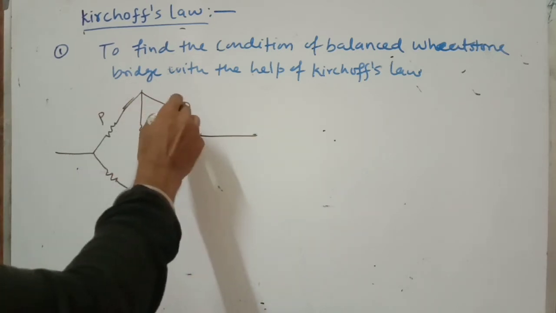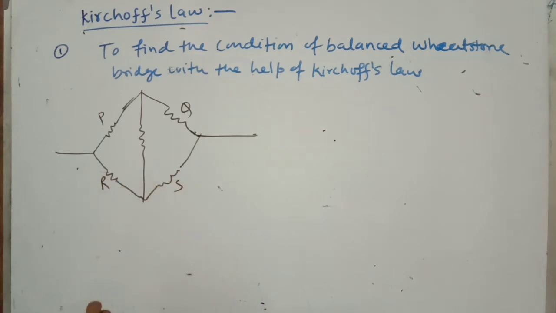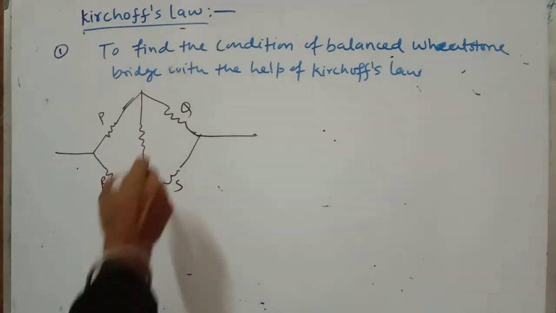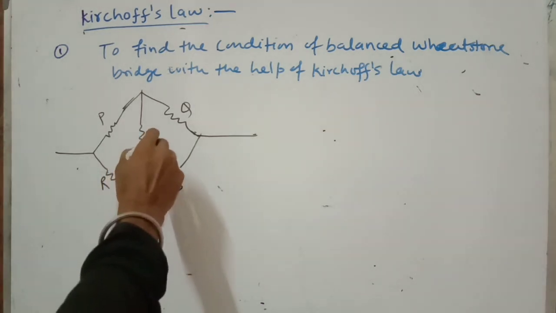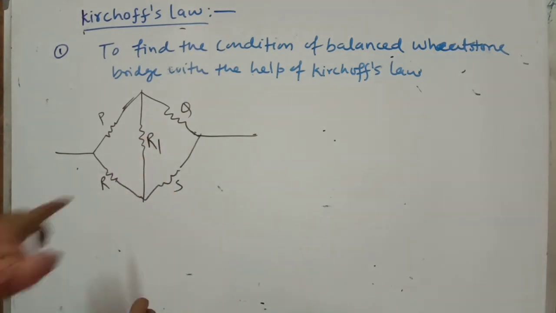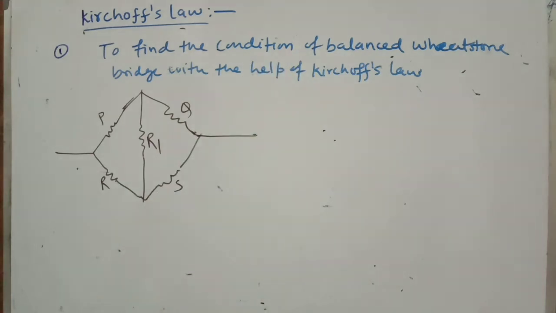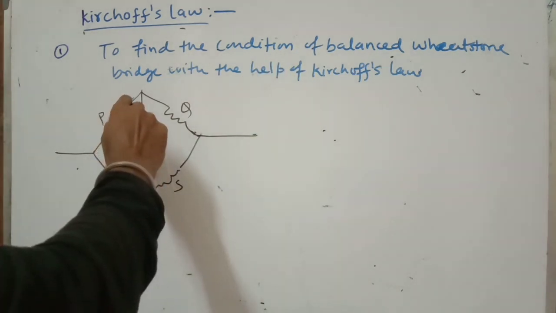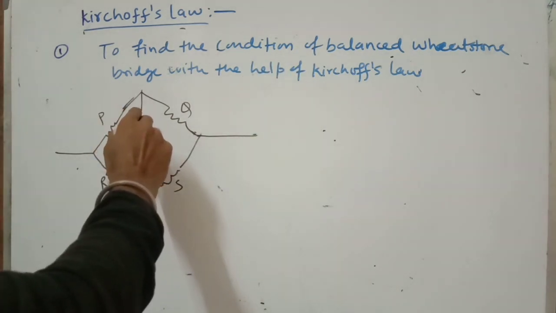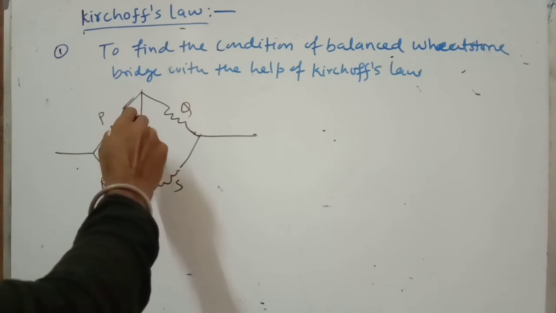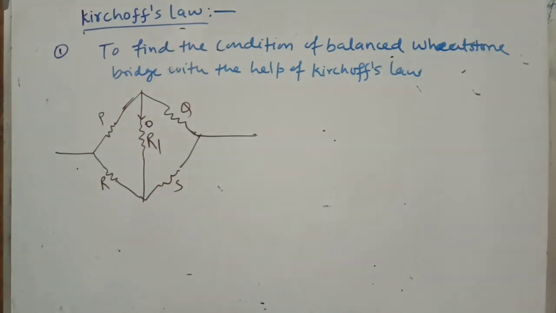So let the four resistances be P, Q, R, S, and let the bridge resistance be R1. So it's about the Wheatstone bridge. Already we know that in a balanced Wheatstone bridge there is no current flow through R1. So the amount of current through the bridge resistance will be 0.